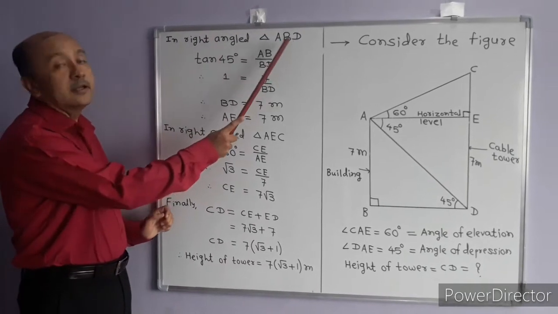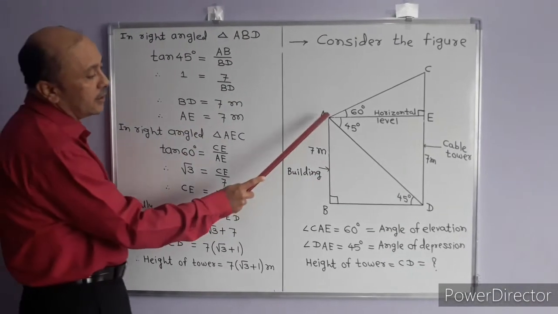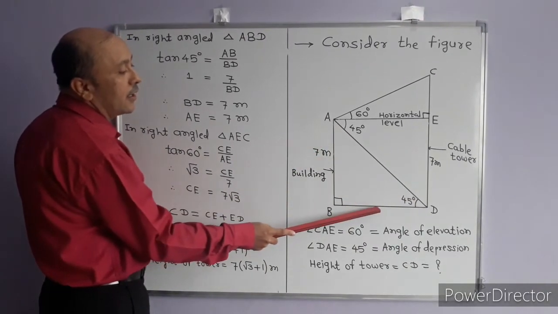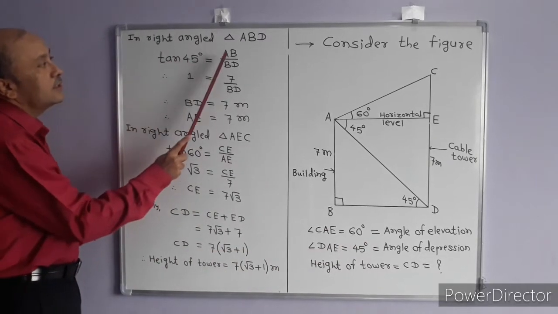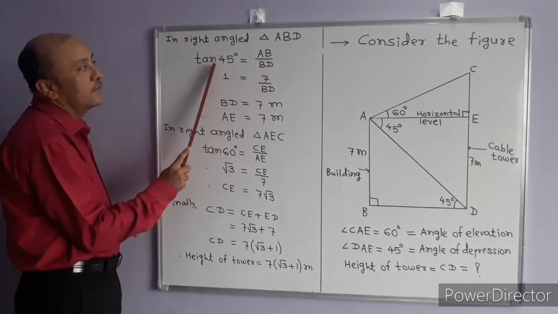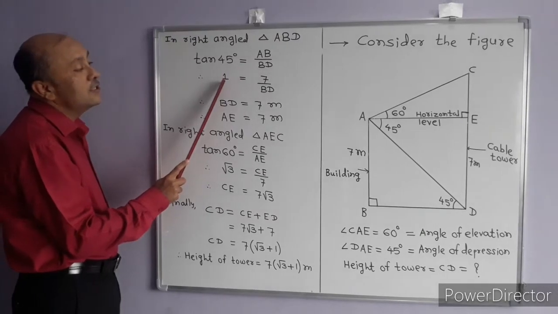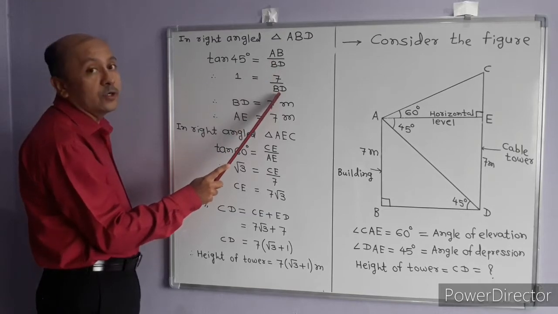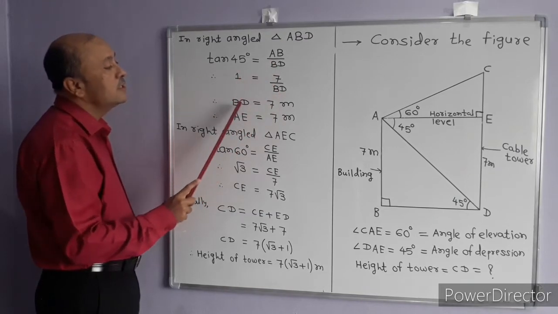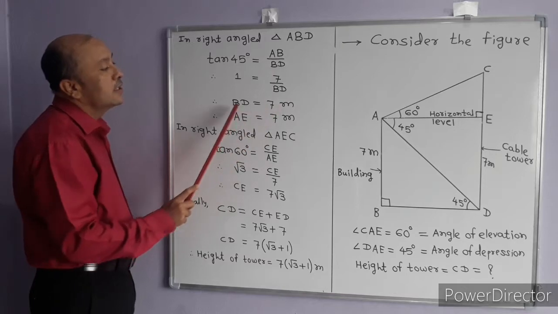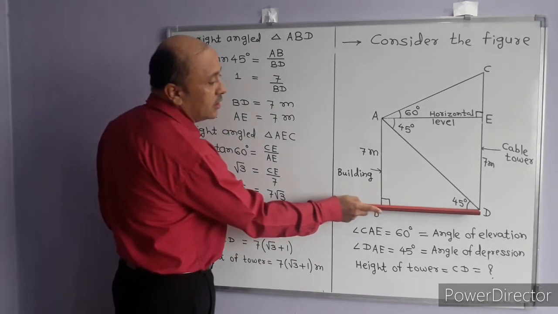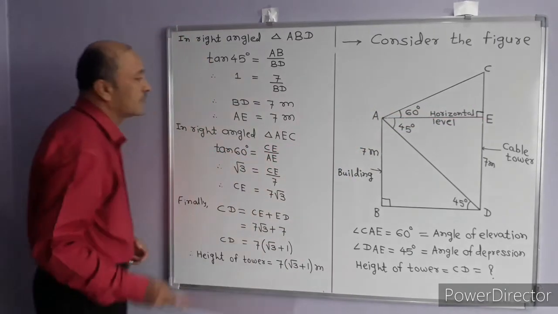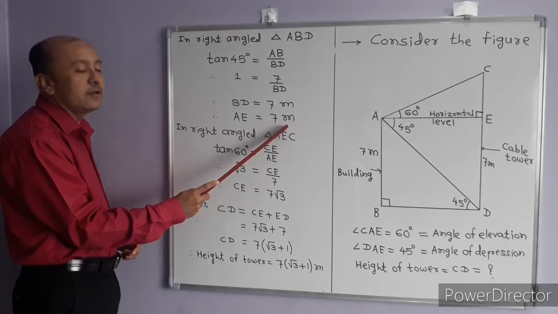In right angle triangle ABD, tan 45 is equal to opposite side upon adjacent side. So tan 45 is AB upon BD, but tan 45 from the table is 1, so 1 is equal to AB, given as 7, upon BD, which we are going to find out. So BD multiplied by 1 is BD, 7 as it is. So we got BD is equal to 7. Therefore obviously AE is equal to 7 meter.